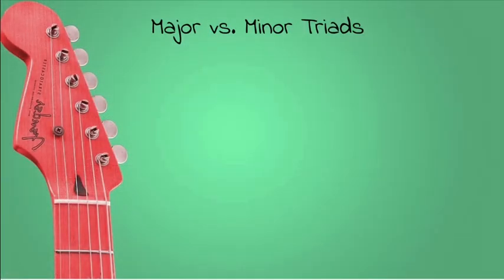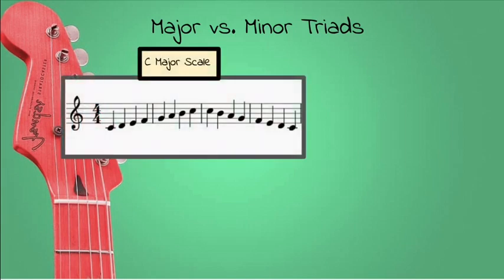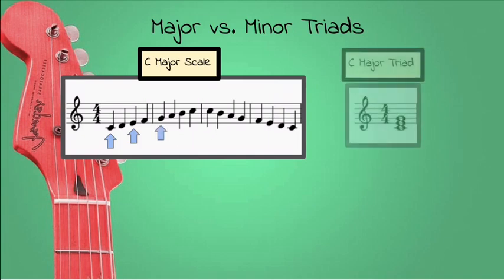Let's compare major to minor. Here's the C major scale. As you know, a major triad is the first, the third, and the fifth scale degree. Here is the C major triad. And here's what the C major triad sounds like.